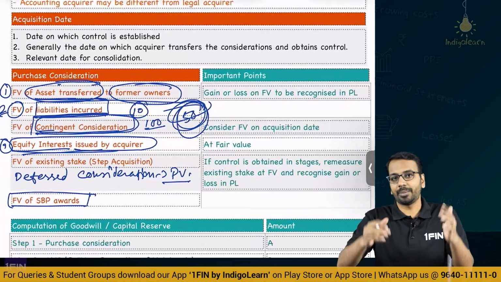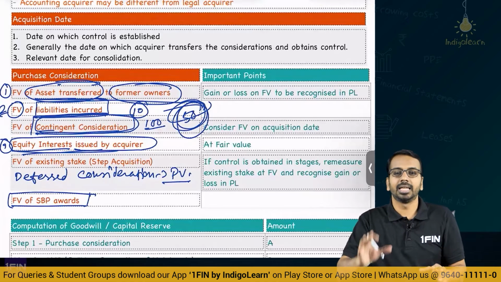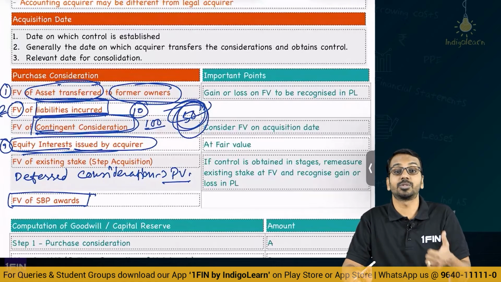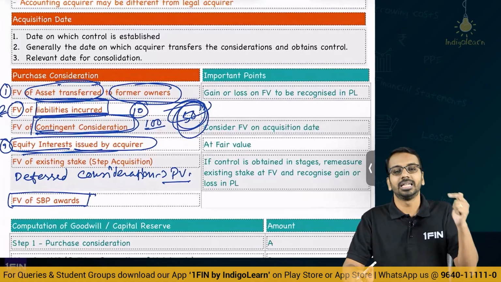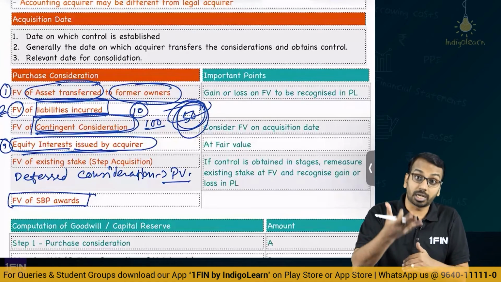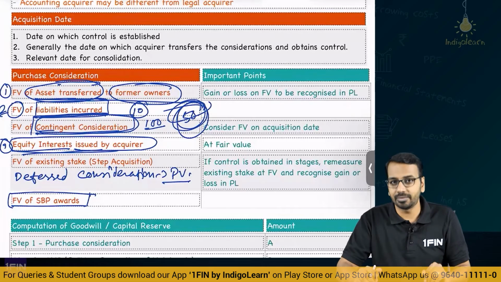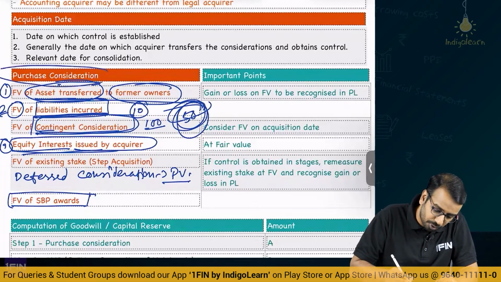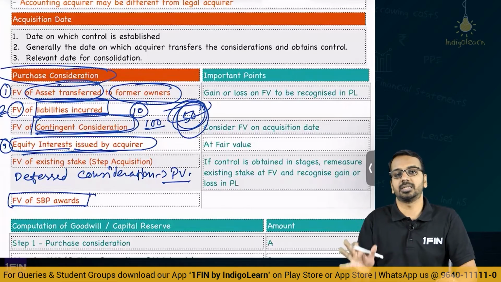The moment you see an examination question, you have to identify what is the acquirer paying to the former owners in terms of cash, asset transferred, equity issued, liabilities incurred, contingent consideration, future consideration for which you have to calculate the present value, and if there is any SBP awards, right. So, this becomes one important calculation on purchase consideration side.